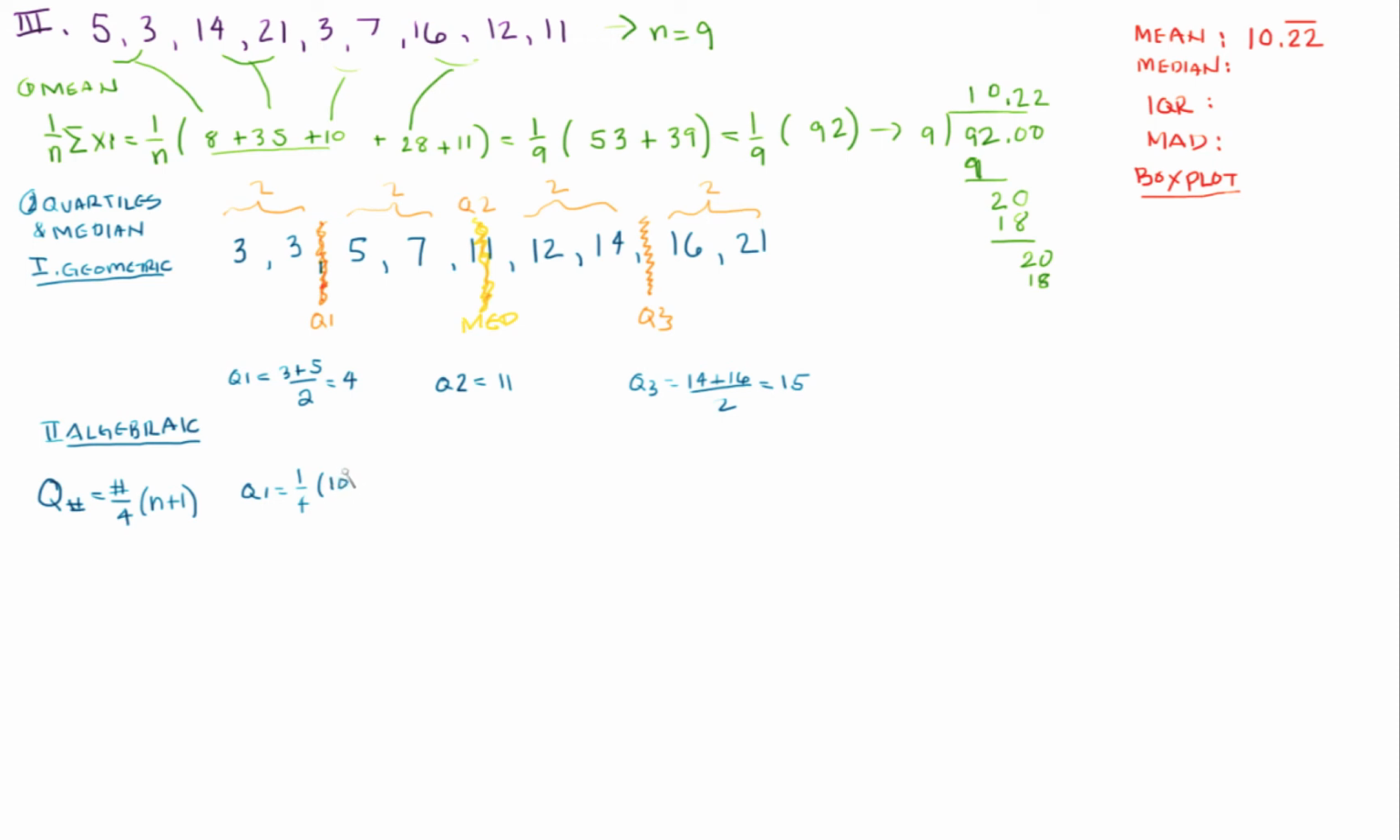So first quartile, 1/4 times 10, so that's 2.5. Our second quartile is 2/4 times 10, which is 5. And our third quartile is 3/4 times 10, which is 7.5. So we want the 2.5th, the 5th, and the 7.5th numbers.